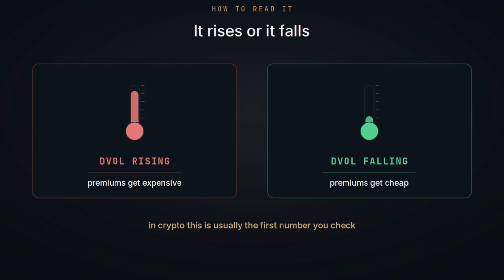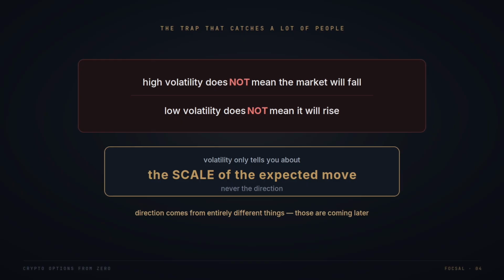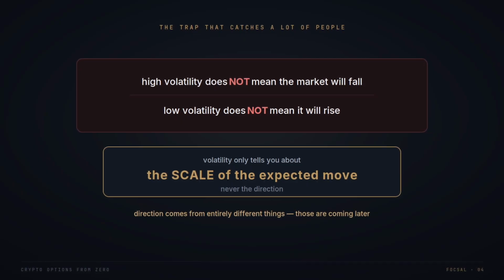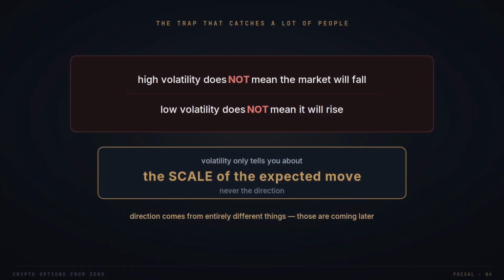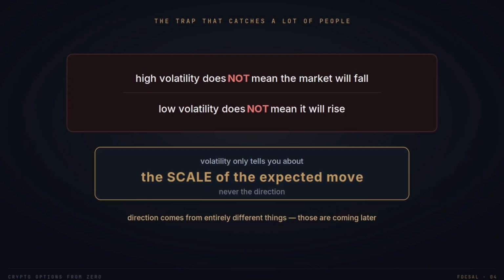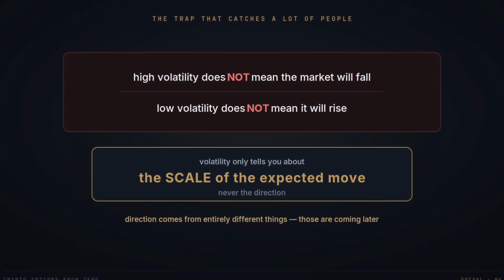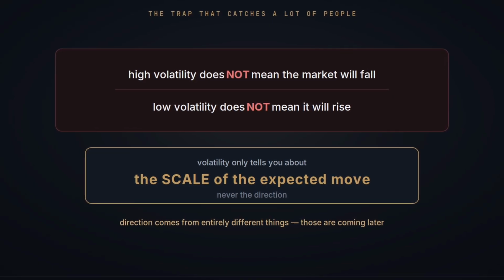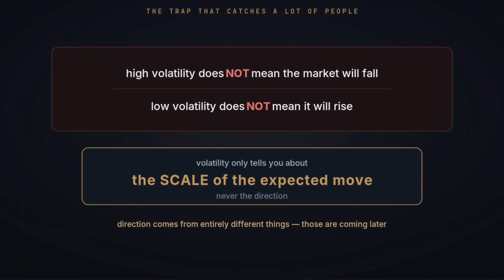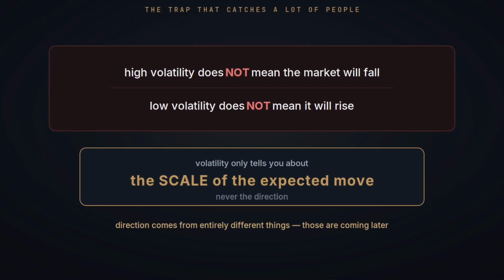And now, the trap that catches a lot of people. High volatility does not mean the market is going down. Low volatility does not mean it's going up. Volatility tells you about the scale of the expected move, not the direction. Direction comes from completely different things, and those are coming in later episodes.